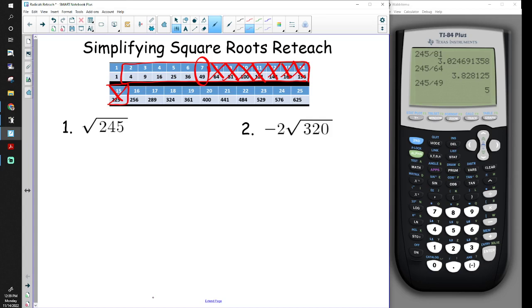We want to split up our square roots into a perfect square times another number. 245 we would rewrite, split into 49 times 5, exactly. 49 times 5. Again, there's a lot of things you can divide 245 by, but we want to divide by a perfect square because we know the square root of 49. Okay?